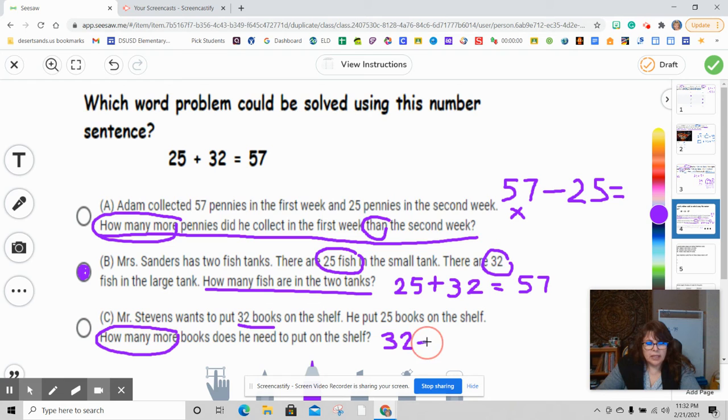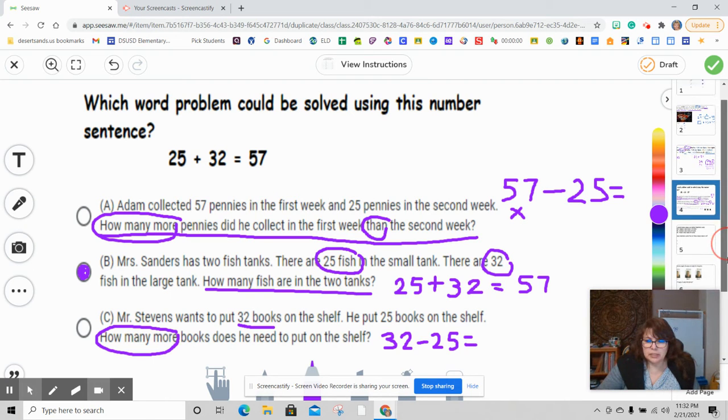And then we have take away 25. How many more? When we hear the words "how many more than" or "how many more," it means subtraction, which means that it doesn't match our number sentence, because this would be way less than 57, and it's not an addition. So B was our best choice.